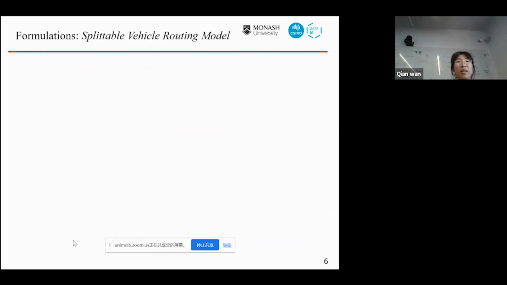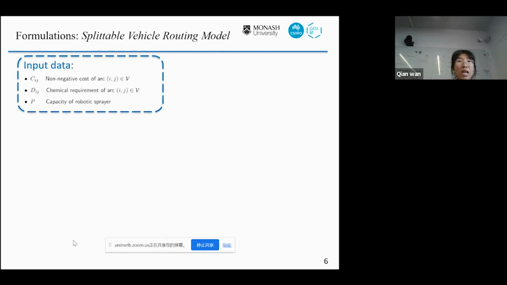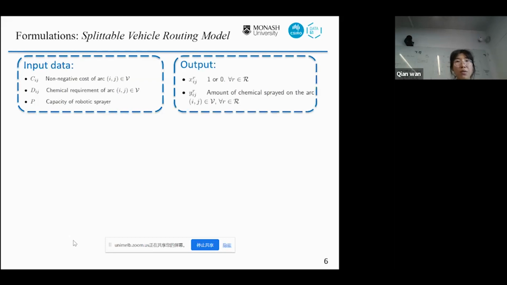And then we have developed a mixed integer linear program to address the splittable agriculture routing problem. We have input data: the non-negative cost equals the distance of the arc ij, the chemical requirements, and the capacity of robotic sprayers. The output has two sets of decision variables. The first is x_ij, to decide whether we cover this edge ij or not. And y_ij is the amount of chemical sprayed on the arc.